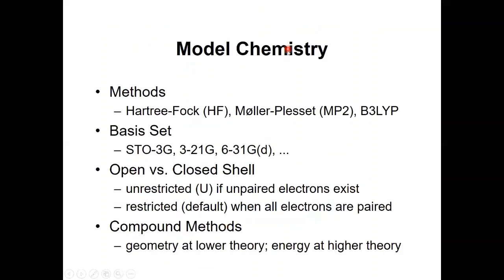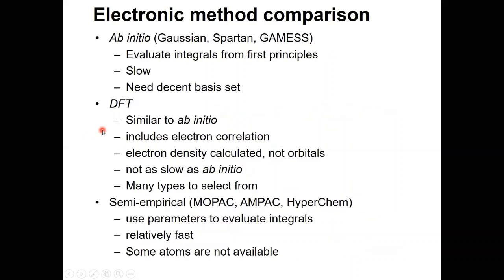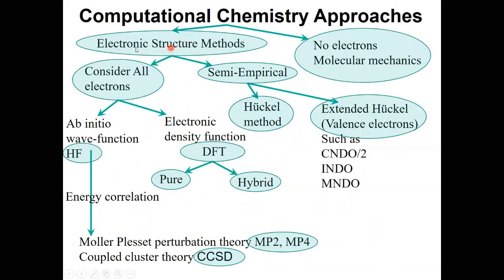The model chemistry is actually a combination of the method that you are using, either Hartree-Fock, MP2, or whatever, and the basis set. It is very important to know that for the electronic structure methods, especially Hartree-Fock, MP2, coupled cluster, and density functional, all the ones that consider all electrons in the calculation, you need to specify the basis set. For all other methods, you don't need to specify the basis set. Even though semi-empirical methods use some kind of valence electrons, you don't need to specify the basis set. It is automatically embedded in the method.